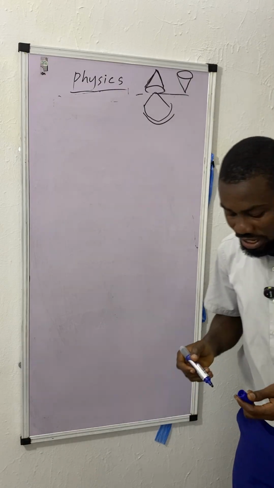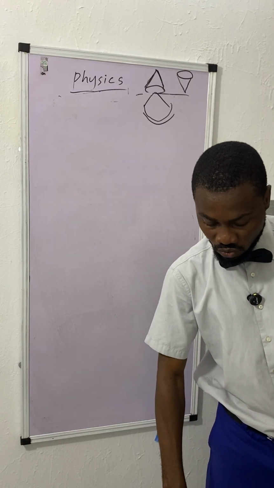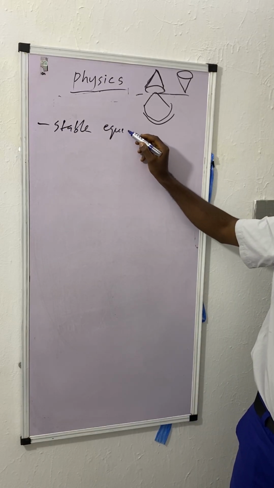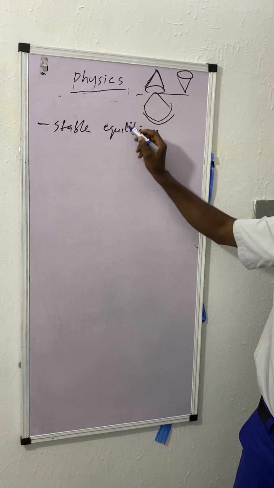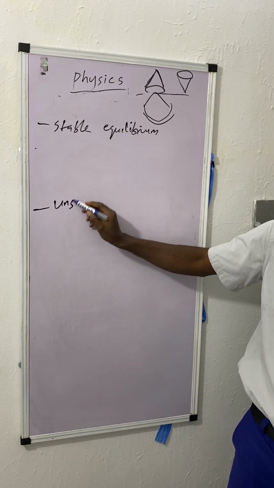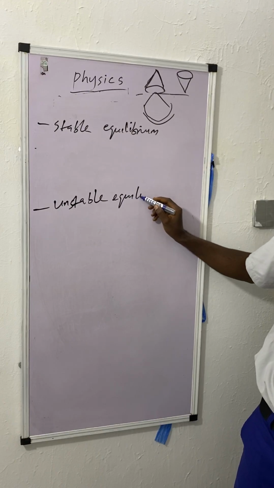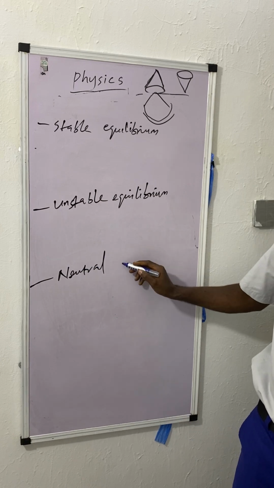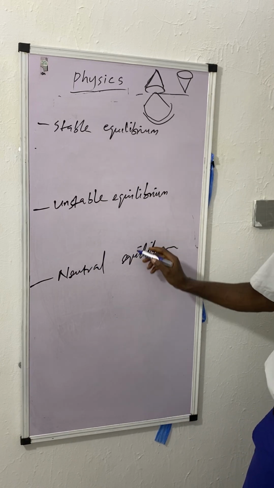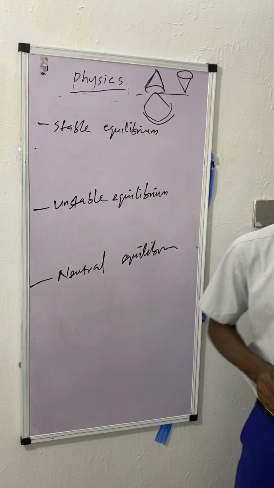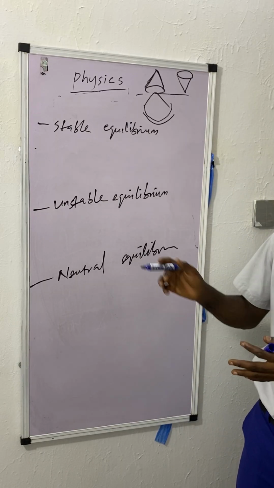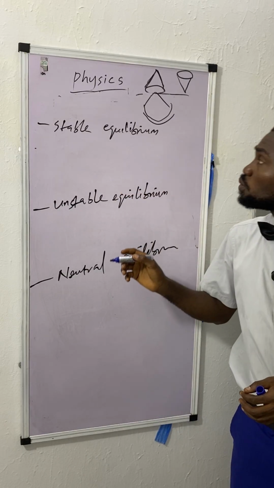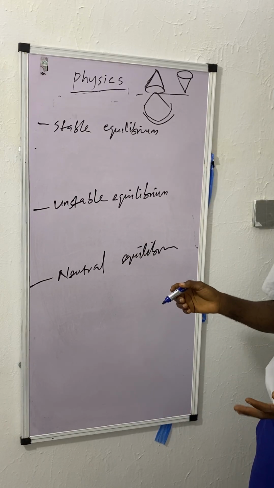So when we put the cone in it, it is in equilibrium. All right. So we have three types of equilibrium, physical equilibrium majorly. We have stable equilibrium, we have unstable equilibrium, and we have the final one, which is neutral equilibrium. So understanding stable, unstable and neutral equilibrium: in stable equilibrium, when you slightly displace the body, it returns to its original position.